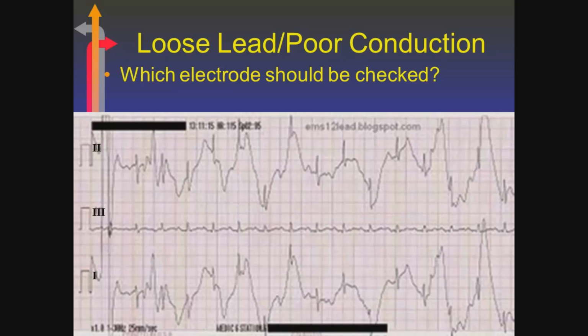So here we have, and this is displayed badly, lead 2, lead 3, lead 1. Notice there's problems with 2 of the tracings and 1 of them is not. Which electrode should you check? Right shoulder, right foot, left foot. It is the right shoulder. How'd you get there? That's right. Lead 3 does not involve the right shoulder. The other 2 do. So we need to check that.